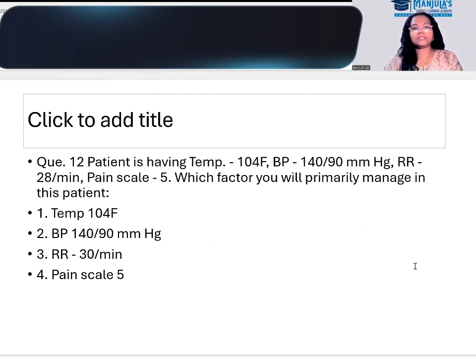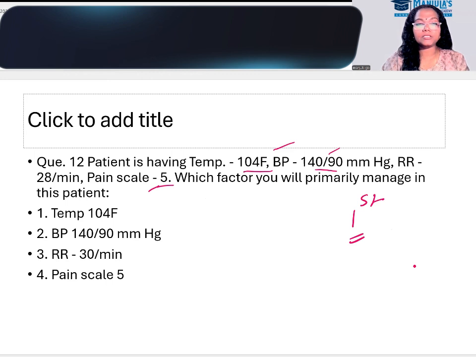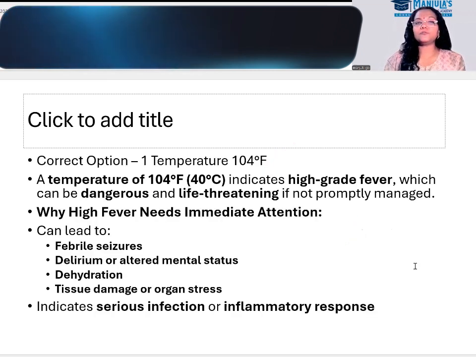All right. Next question. A patient is having a temperature of 104 degrees Fahrenheit, BP 140 by 90, respiratory rate 28 per minute, and the pain scale score is 5. Which factor will you primarily manage in this patient? Now, a lot of values have been given here. So, what will be the first thing that you are going to manage here? Temperature 104 degrees Fahrenheit, BP 140 by 90, respiratory rate 30, or pain scale score of 5. Which is your priority to manage? So the answer is 1, temperature 104.